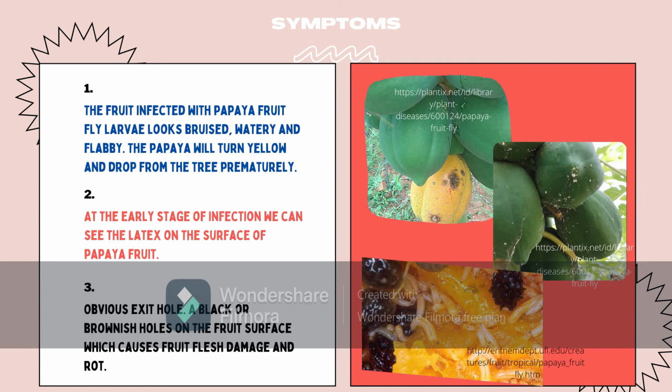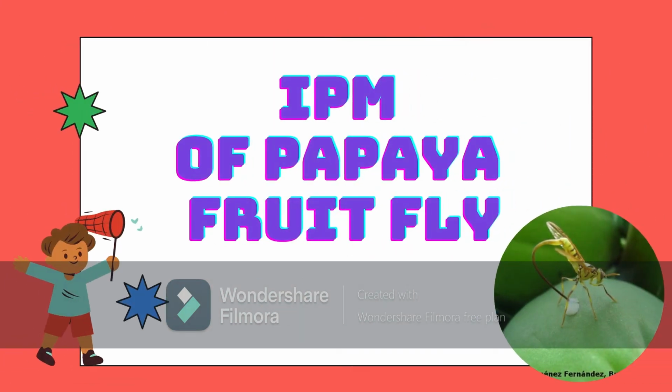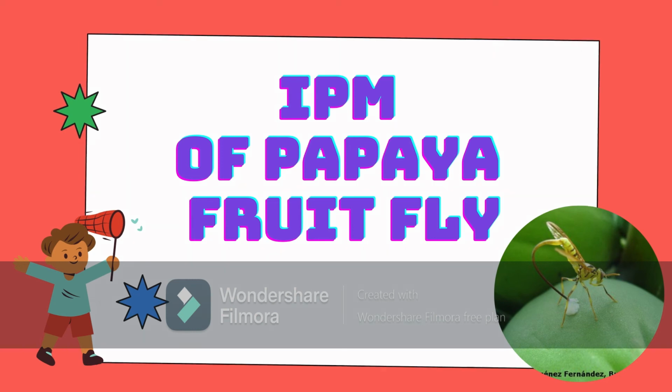Second, at the early stage of infestation, we can see latex on the surface of the papaya fruit. Third, obvious exit holes, black or brownish holes on the fruit surface which cause fruit flesh damage and rot. The IPM of papaya fruit flies is basically by preventing egg laying. It is necessary to kill the adult female before she deposits eggs into the fruit.